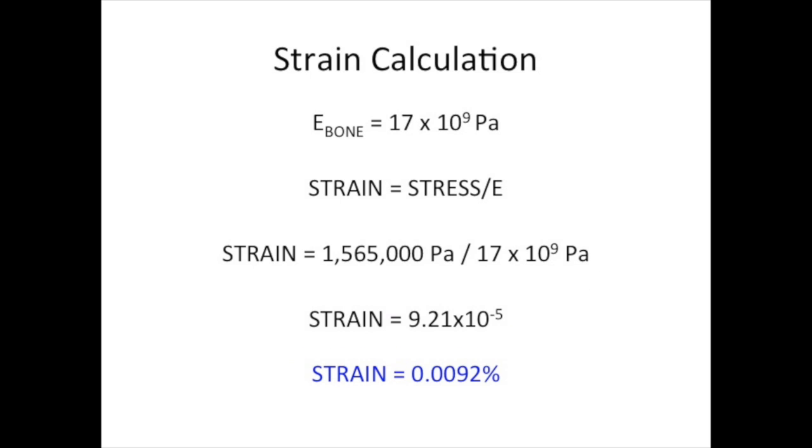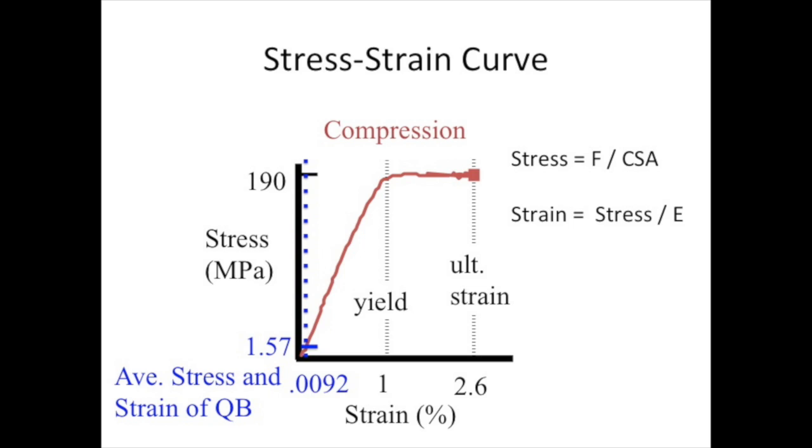We find the strain percentage to be only 0.0092%. The ultimate strain of bone loaded in compression is 2.6%. So again, the strain on the bones of the lower leg during this landing are very far from causing injury.